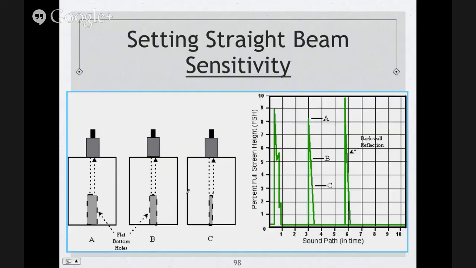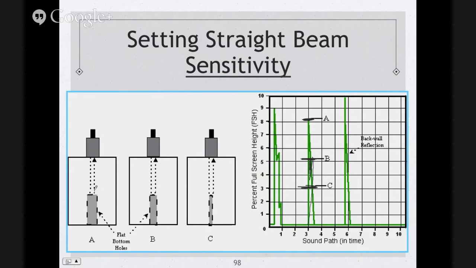So in this case, they're all the same transducers. If you put this transducer over block A, you would probably get an indication this high. Now you use the same setup, not changing anything on your gain, and you put it on top of B. Now your indication is going to come down to the B level, and maybe you start getting a back wall reflection. Now you put it over C, and your indication drops even more, and your back wall gets bigger.